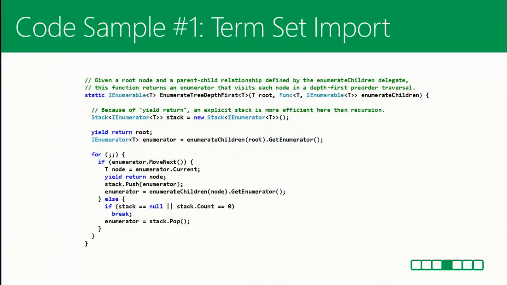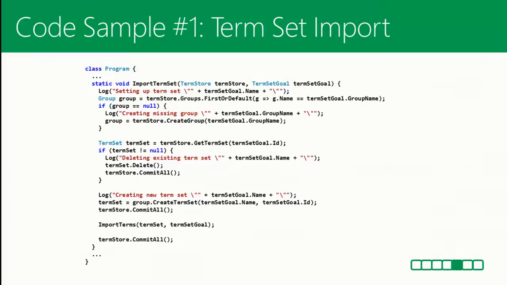And this was the enumerate tree depth first method that I mentioned. It's just kind of an abstract way to iterate through stuff. You might want to look at it on your own time, but it's kind of cool. OK, so ImportTermSet.